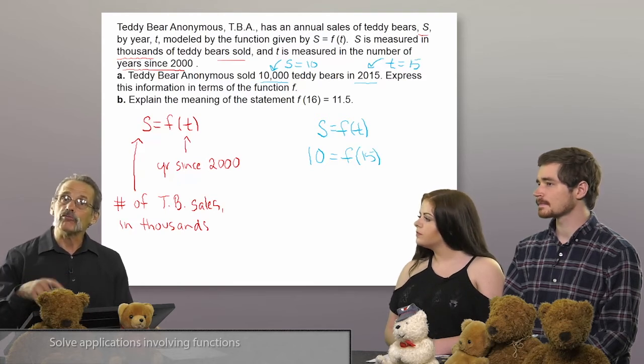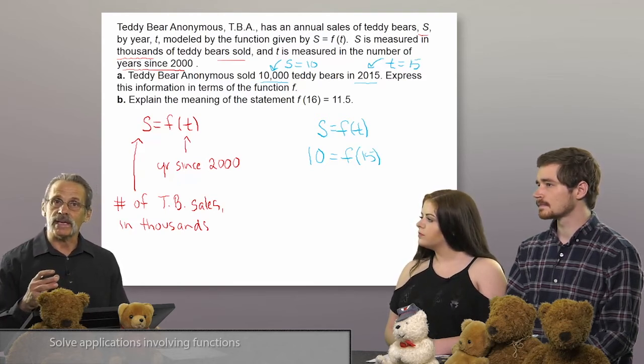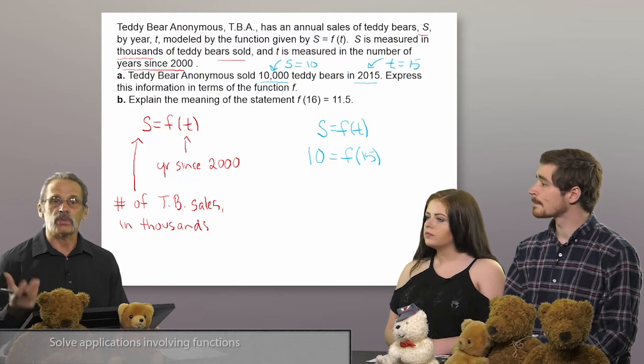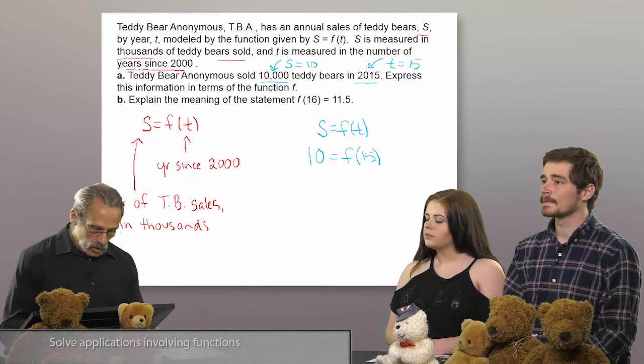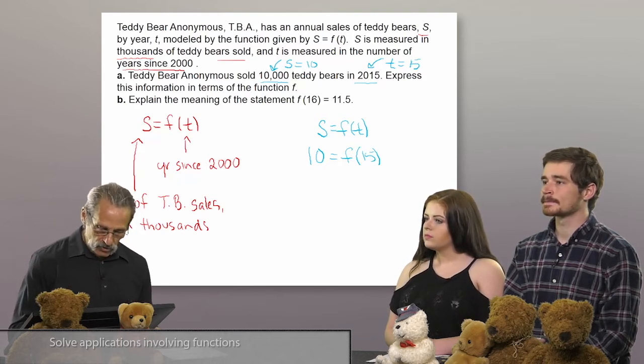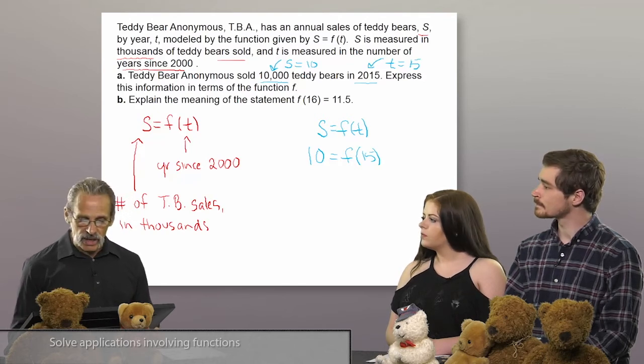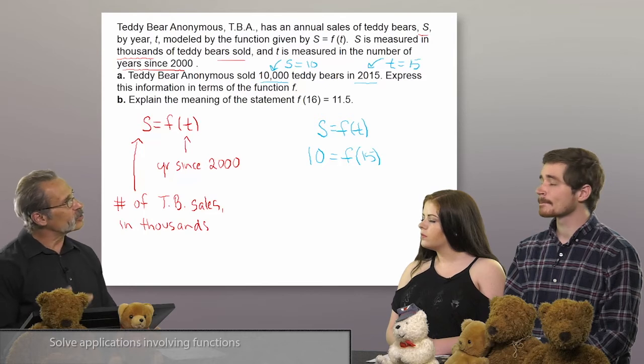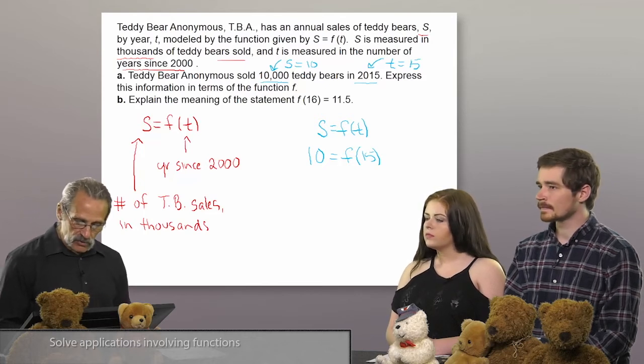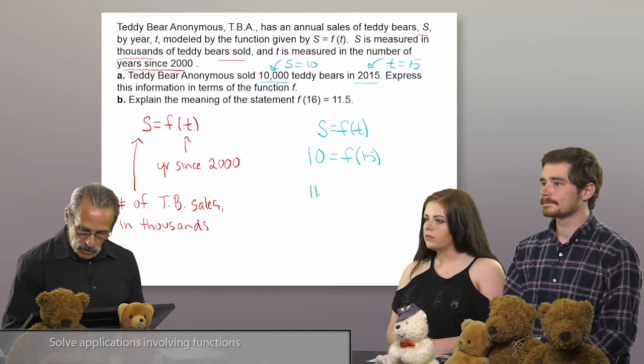Now we're going to reverse the situation. Looking at something in function notation, we'll explain what it means. Again, I'm going to pause and change colors here. I want to explain the meaning of the statement f of 16 is equal to 11.5. So I'm going to write that down: 11.5 is equal to f of 16.